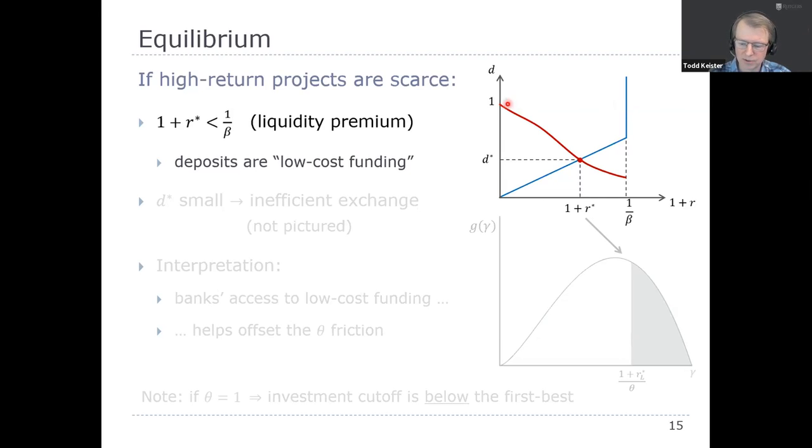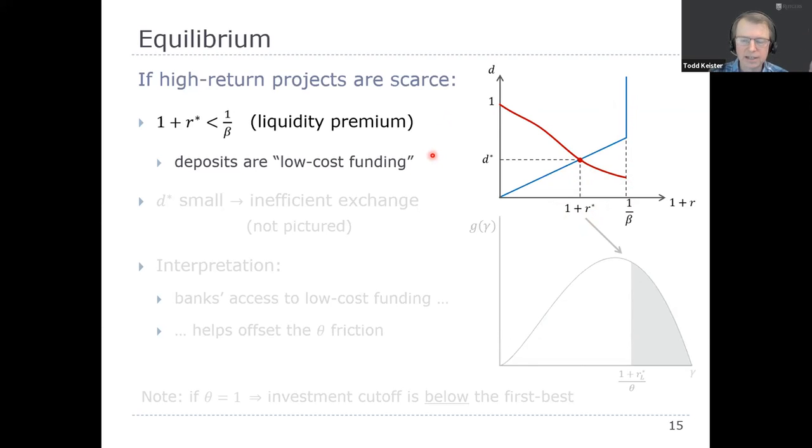All right, so what we want to do is focus on the case where high return projects are scarce, meaning the number of high productivity projects is low enough that the supply curve crosses the demand curve on the upward sloping part, which means the equilibrium interest rate on deposits is less than 1/beta, so that's a liquidity premium.